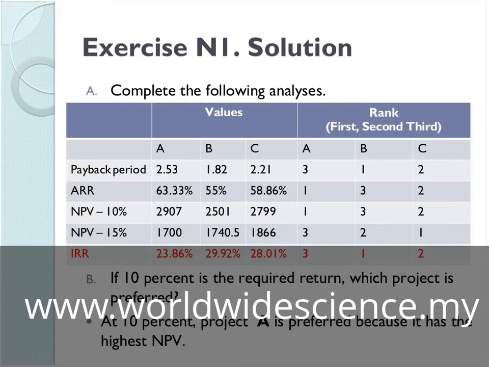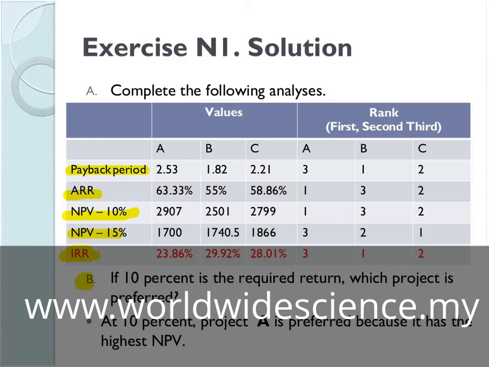Let's see the next one. So the question was, we should complete the following boxes. First, the payback period, ARR, which is average return, NPV at 10%, NPV at 15%, and I include the IRR, which I will explain to you at the end of this presentation. And the project B given to you, let's see project B. If 10% is required, which project is preferred? Okay.